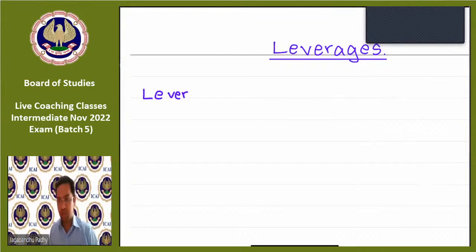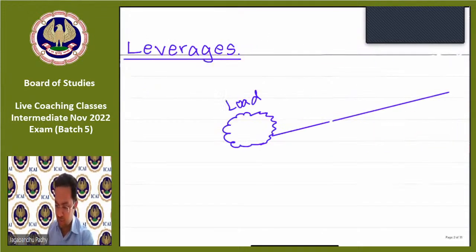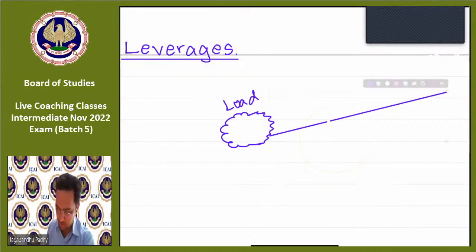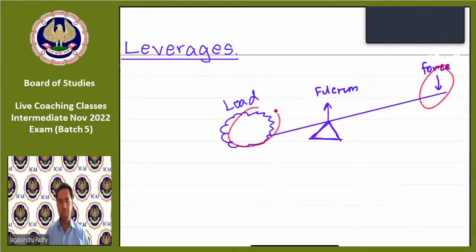To showcase you some examples of lever, some examples of leverages. Leverage was one sort of thing in which there used to be a plank like this, or a rod like this. There used to be a fulcrum over there, and we used to have a load over here. And in between, this used to be the fulcrum, and here the force was applied. Just imagine this sort of seesaw, with one person on this side, the other person on the other side.